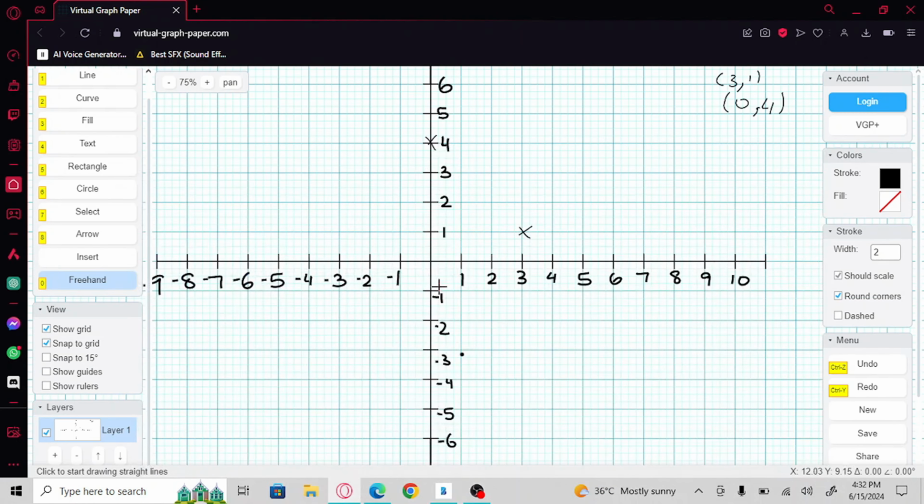And what was the gradient? 1 upon 1. So 1 rise, 1 run. Here it goes. 1 rise, 1 run. Another, and here it is.